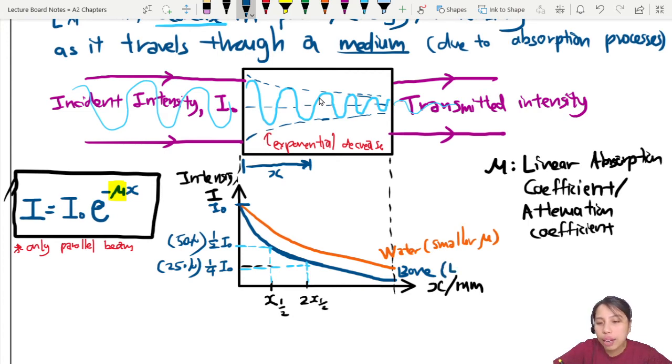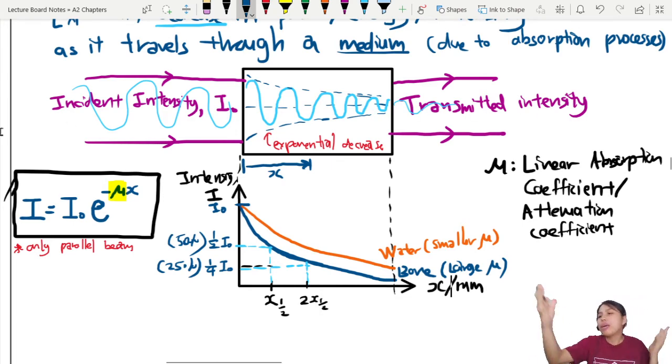Anyway, bone has very large mu. So we have this mu here, going down. Remember, bone will cause a lot of energy loss when the X-ray passes through. Water, most of the X-ray can still pass through without too much problem.